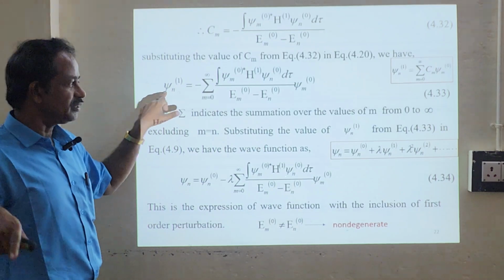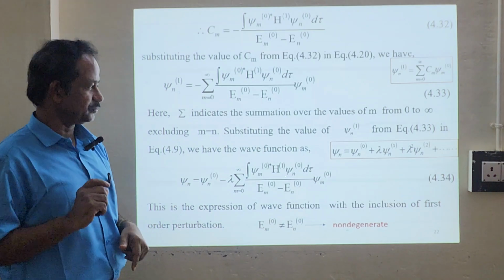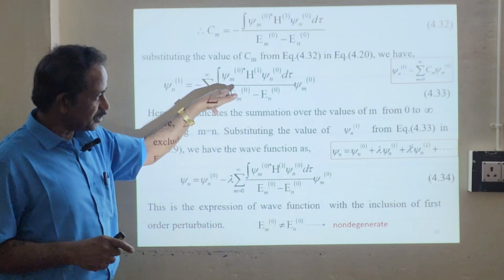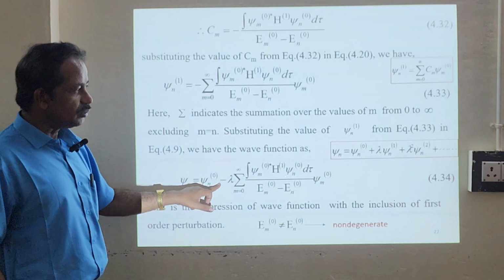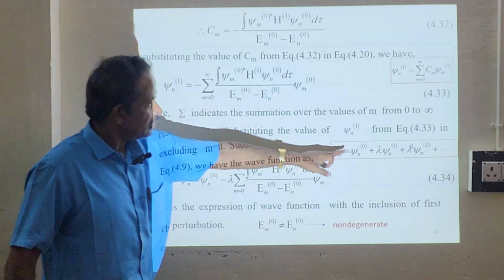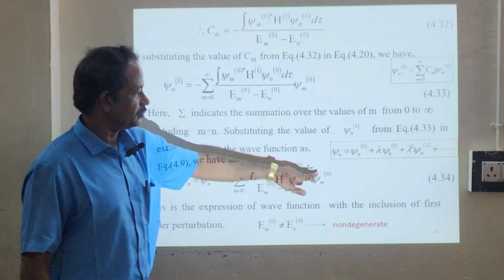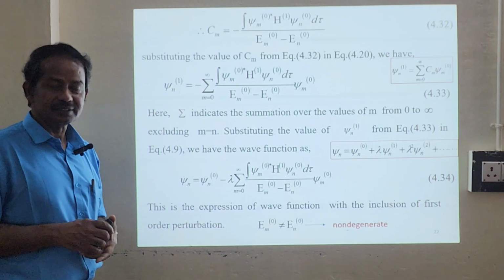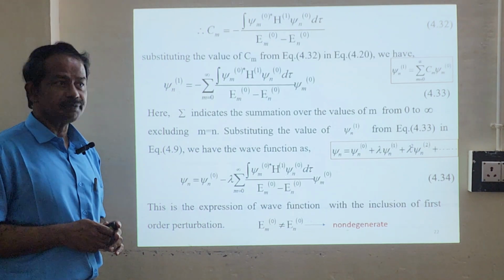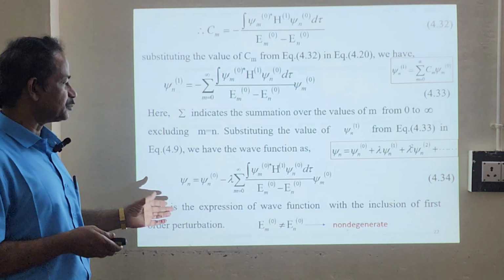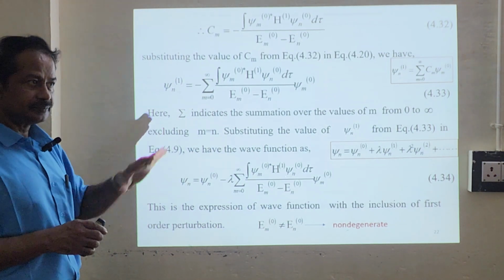Now the complete wave function will be psi n equals psi n0 plus lambda psi n1 plus lambda squared psi n2. So just substitute this expression for psi n1 here. So you will have psi n equals psi n0, and here the minus is there, so minus lambda, and instead of psi n1 you substitute this expression with psi m0. So this is the complete wave function we have calculated for the first order perturbation. This is the expression for the wave function with the inclusion of first order perturbation. Is it okay?